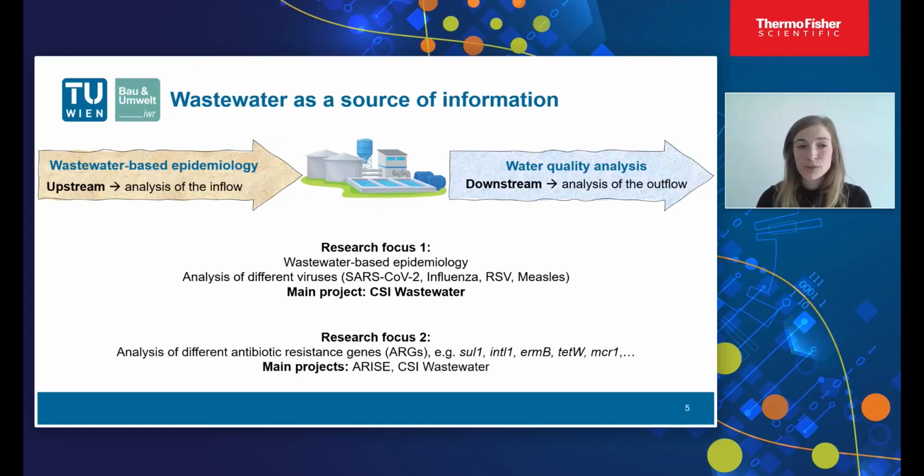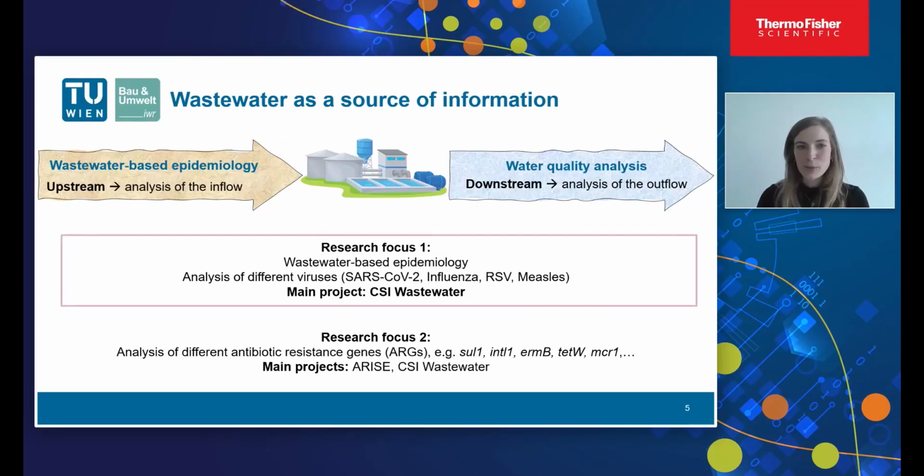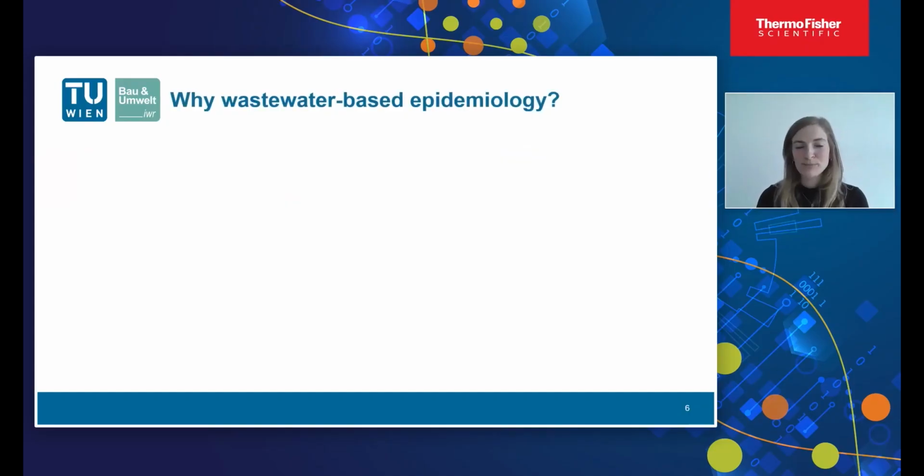The second research focus we have is the analysis of different antibiotic-resistant genes, short ARGs, as already mentioned, which might be SAL1, INTL1, ERMB, TETW, or MCR1. There are so many different ones. There are also some projects we're working on. One is called ARISE, and again, there's the CSI Wastewater project. But this time I will not talk about a certain project. I would rather give you a general overview of what kind of research we do with antibiotic-resistant genes. But let's get started with the first topic, the wastewater-based epidemiology.